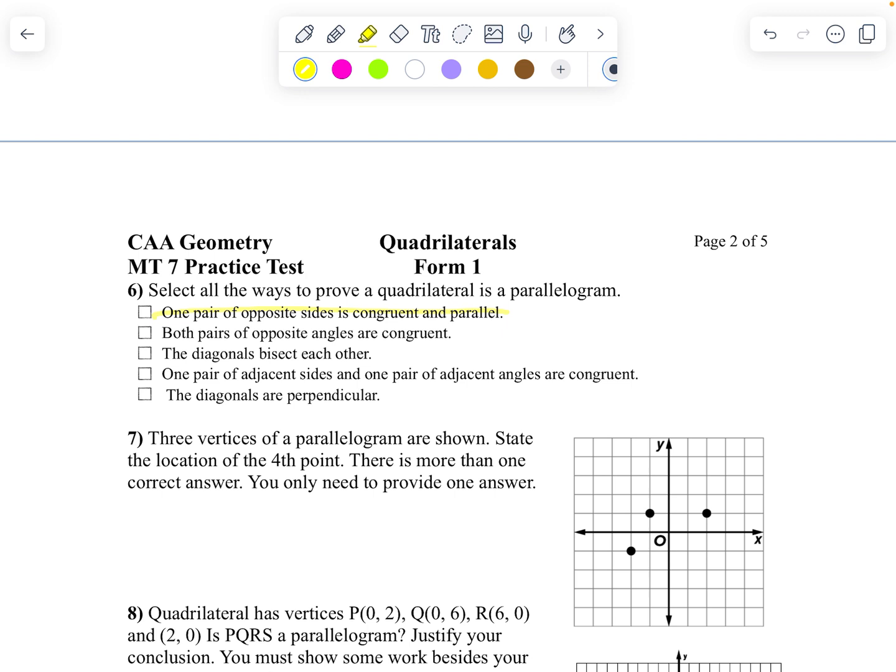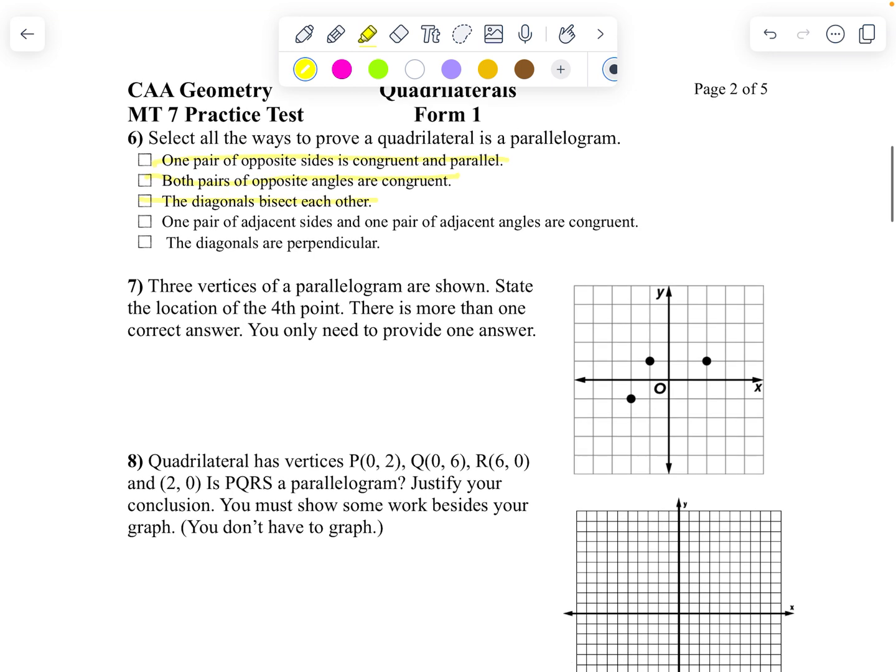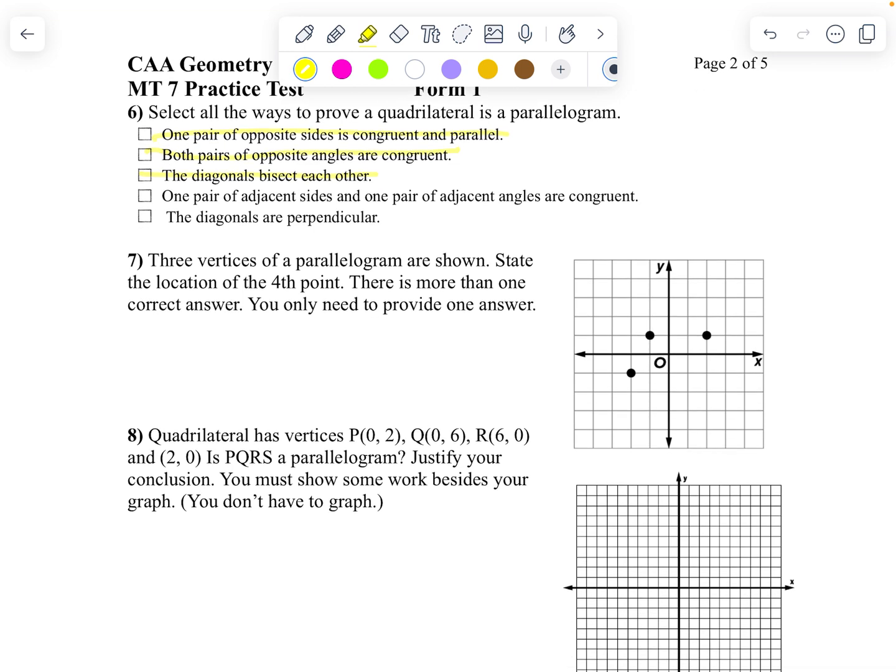Both pairs of opposite angles congruent? Yes. The diagonals bisect each other? Yes. One pair of adjacent sides and one pair of adjacent angles congruent? No. The diagonals don't have to be perpendicular. That's a rectangle.